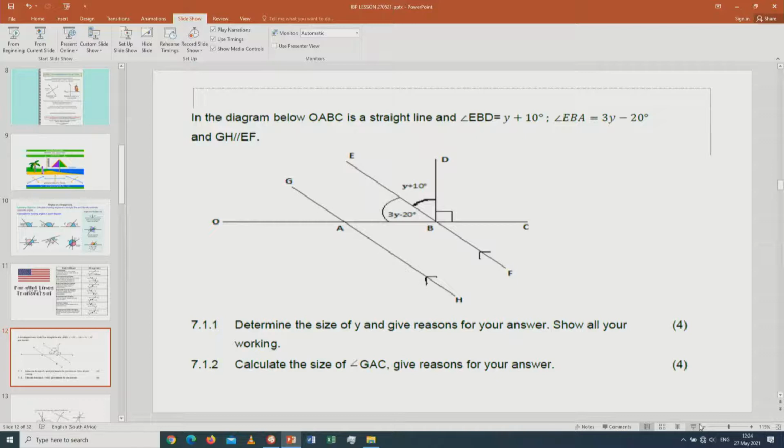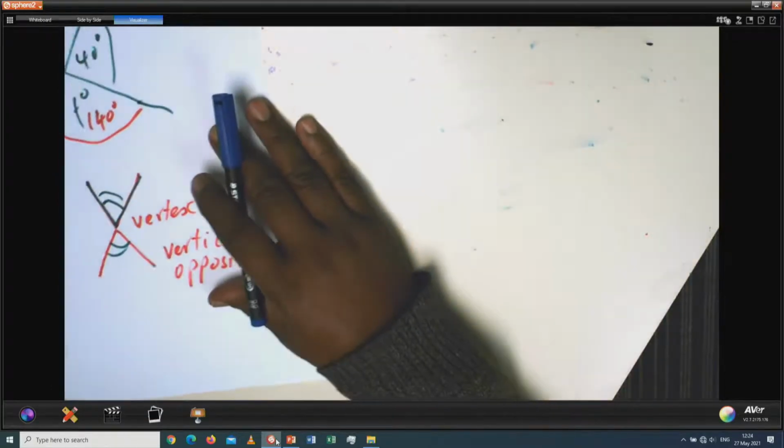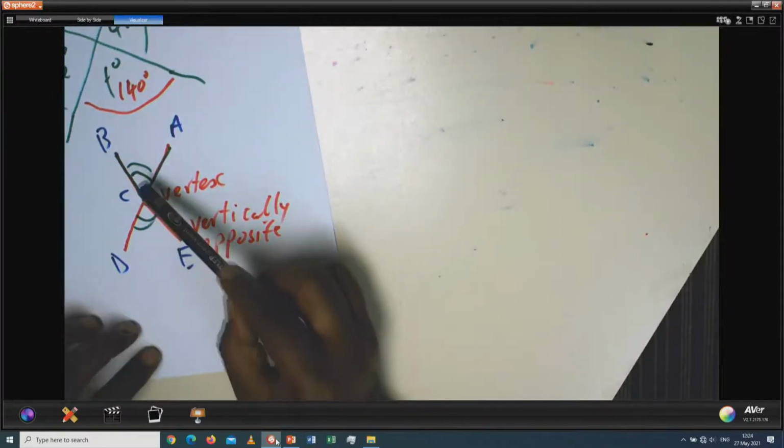Angle EBD. Before I go there, let's deal with angles as well. Naming of angles, we did not deal with that one. Let's deal with naming of angles so that you will not struggle. Remember when we started, we spoke about our arms. Let's say you've got A, B, C, D, E. Depending on which angles you are referring to, you are referring to this angle, the common vertex here is C.